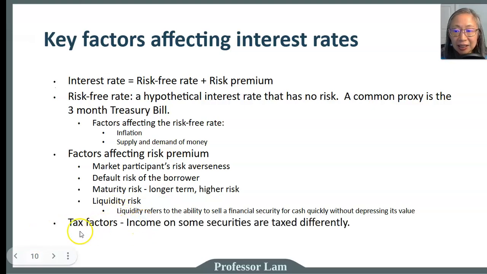And then lastly is tax. That is because income on some securities are taxed differently. We're going to talk about personal tax in the next chapter.